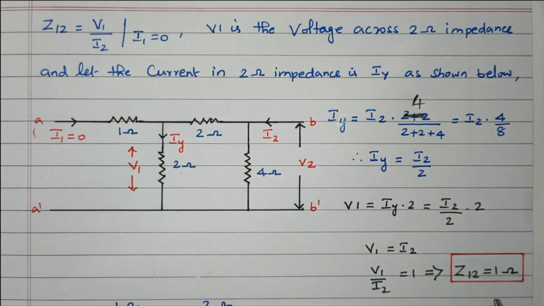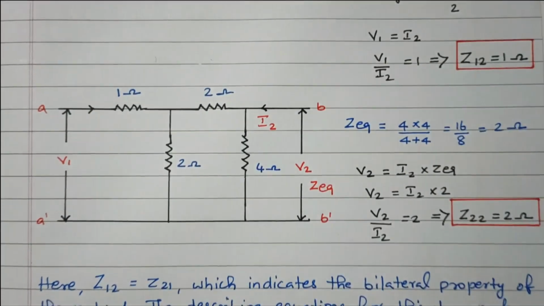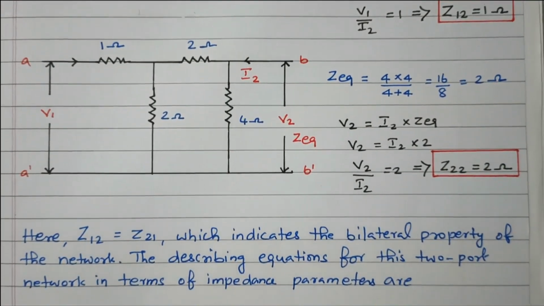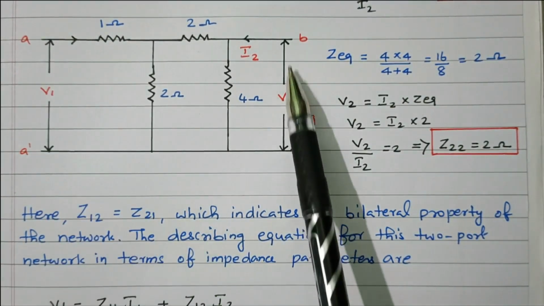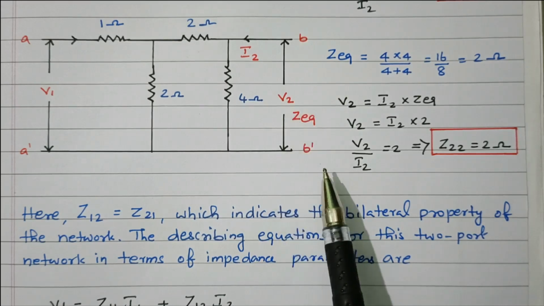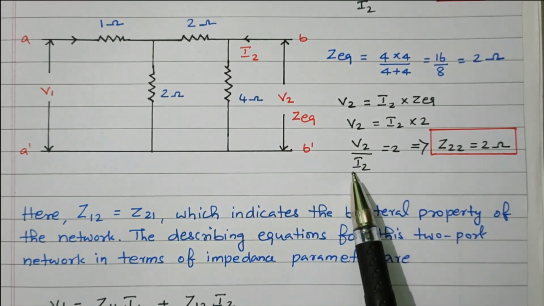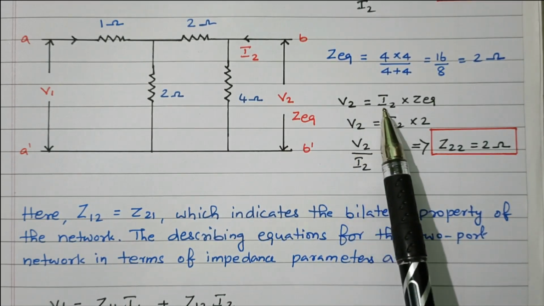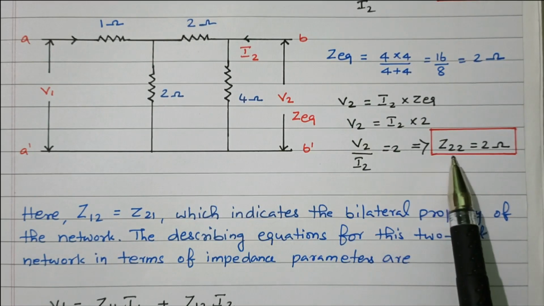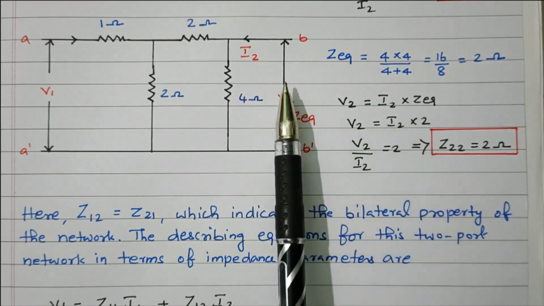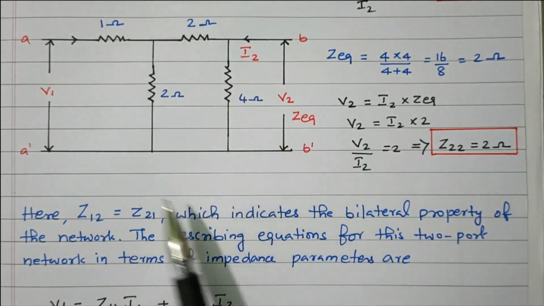So now we need one more parameter, Z22. We'll see Z22 with another equivalent circuit. Here the input port is open circuited, and we need to find the output port voltage V2. Z22 is nothing but V2 by I2, and V2 equals I2 into Z equivalent. We need to find the Z equivalent of this circuit so that we can easily calculate Z22. We need to refer from B dash, since A dash is already open circuited.